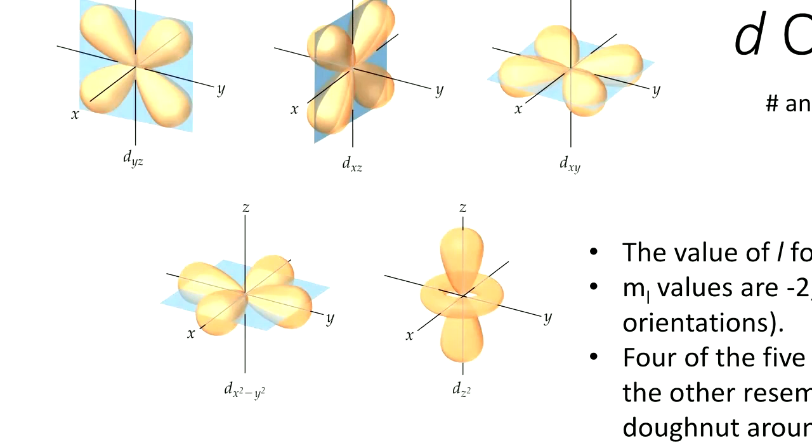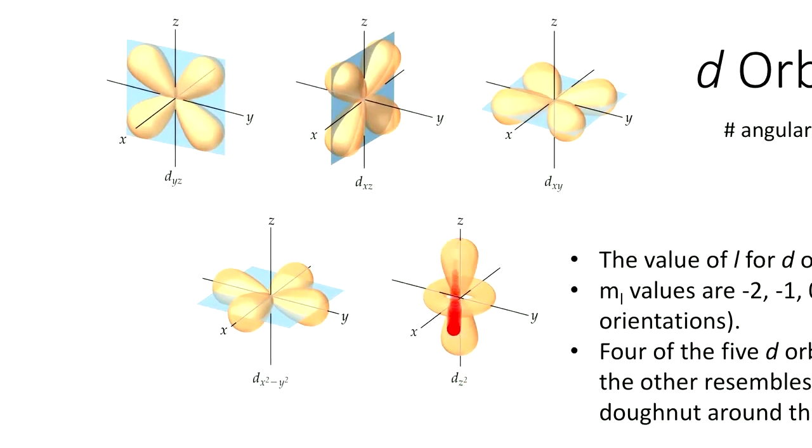So just so we can be more specific here, d_z² kind of looks like a p orbital, but with a belt around it along the z-axis. So do make sure you know the difference between a d_z² orbital and a p_z orbital. A p_z orbital looks like a dumbbell. It just doesn't have a belt on it. So do know there's a difference between those.